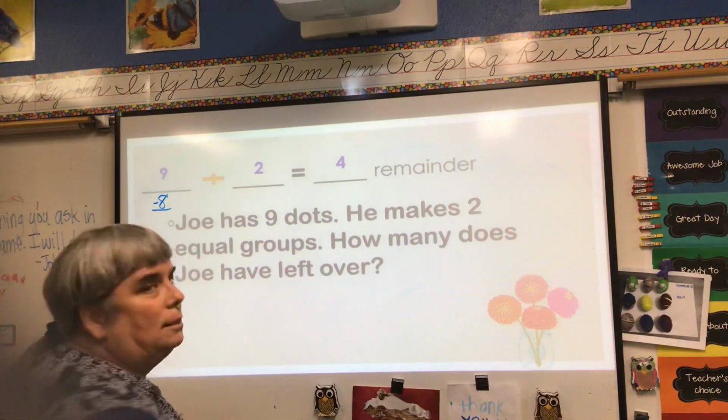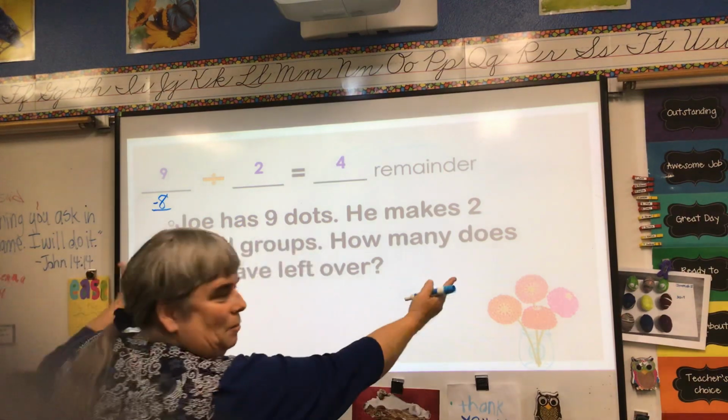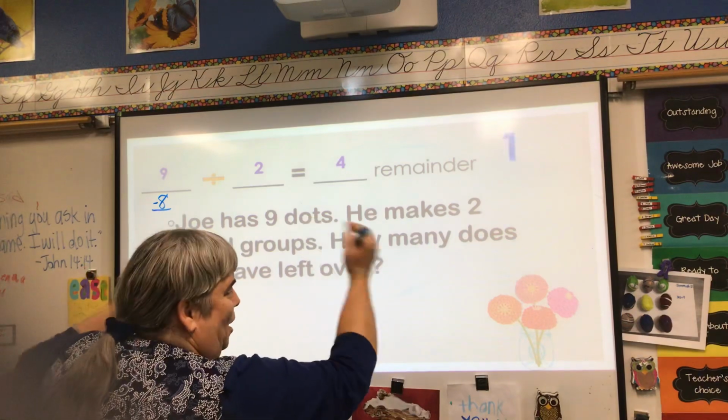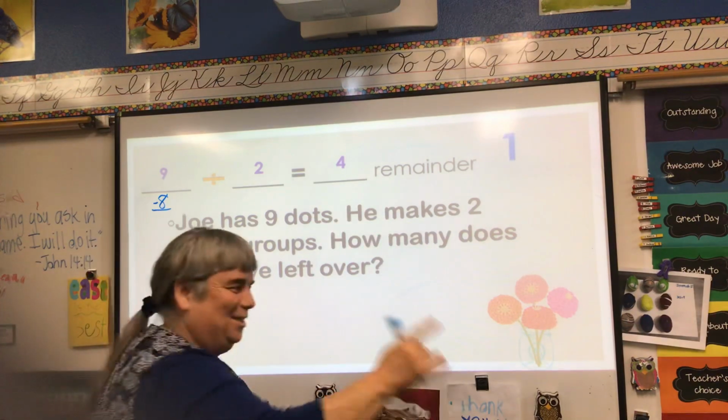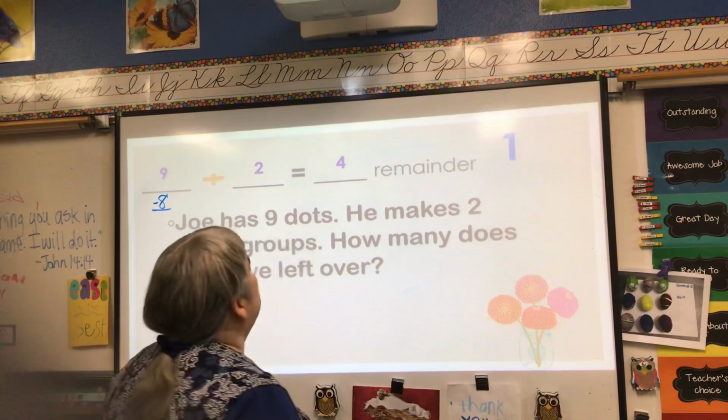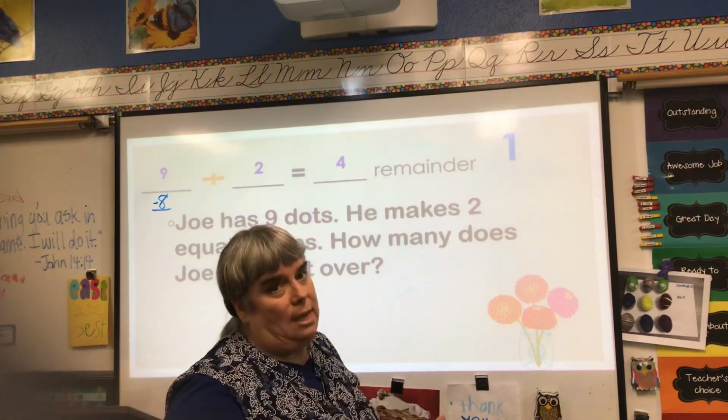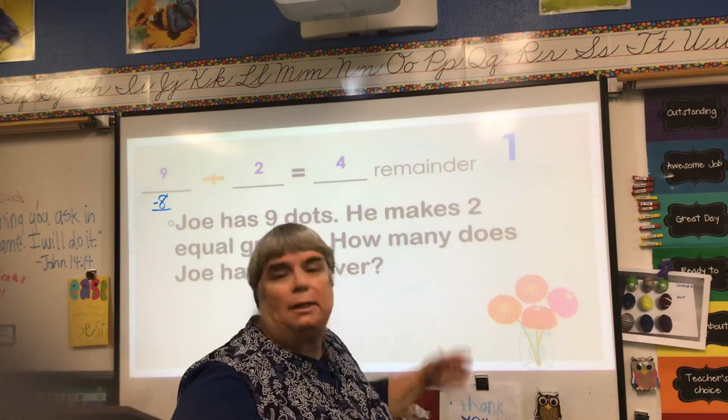9 take away 8 is 1. Oh, 1. That's right. Good job. It's 1. So that tells you the remainder right away. It's not always going to be 1, but let's try another one.